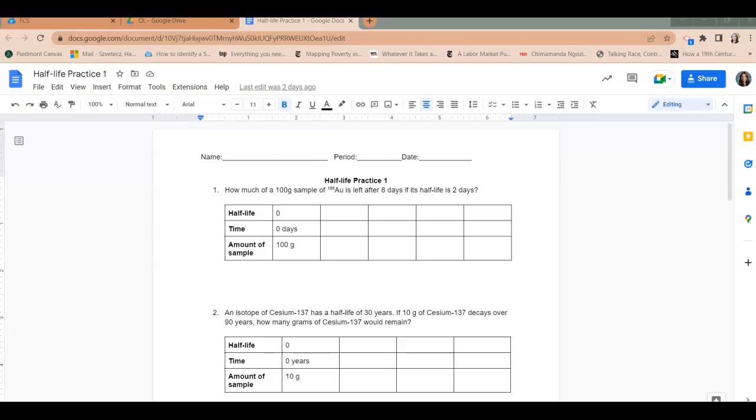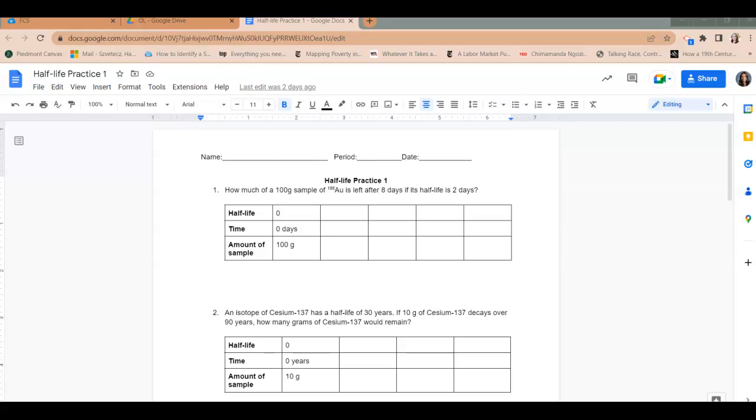So remember, half-life is a measurement of how long it takes for half of the sample to decay, so half of the sample to turn into something else. So here's how we do some of these word problems. The first one here, go ahead and get out your paper and feel free to pause the video anytime you need to write stuff down.